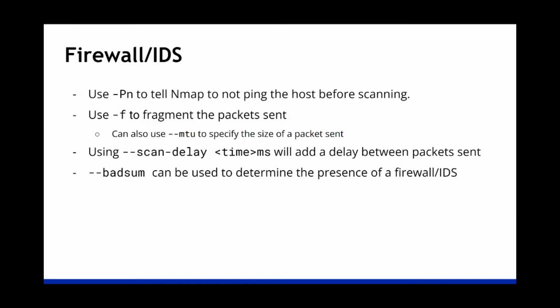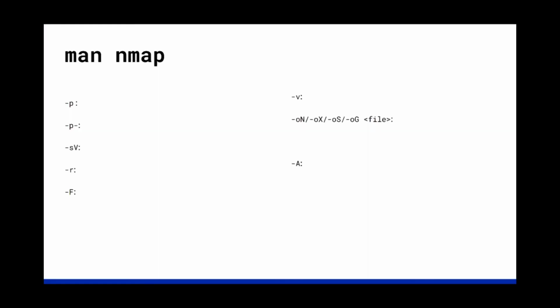But sometimes firewalls just don't know about this, so they'll just respond. And then you'll know that there's a firewall or IDS in place when they respond to badsum. Okay, now I talked a lot, so I'm going to give you a few minutes to look at the man page for Nmap and try to figure out what all these switches do and why they might be useful. I'll give you about 3 to 5 minutes to look them up.